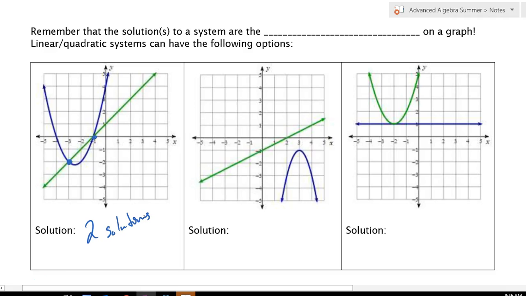This cannot happen with 2 linear equations, but it can when we have parabolas, when we have a squared and a linear. We could have no solution, just like before, so we arrive at a false statement because these two never touch one another. And lastly, we can have 1 solution. So we have a case where the parabola intersects the line at exactly 1 point.